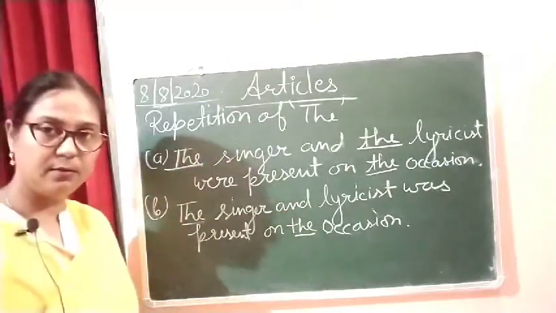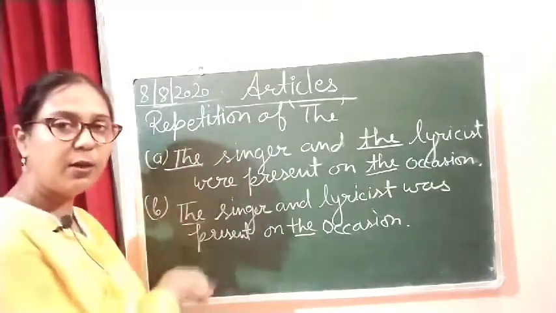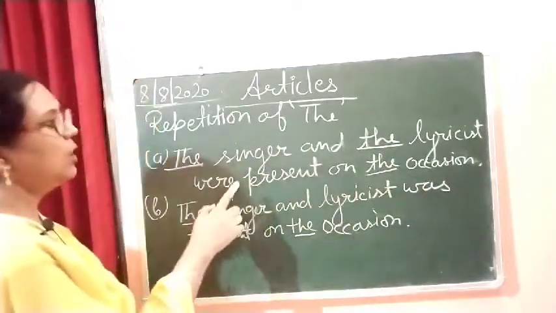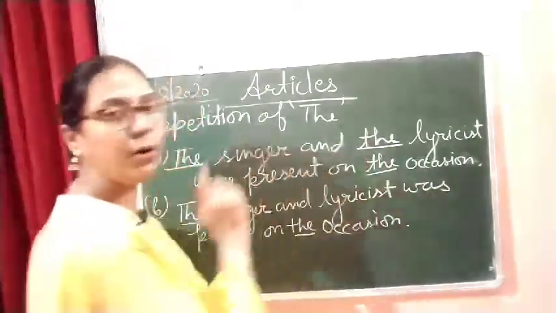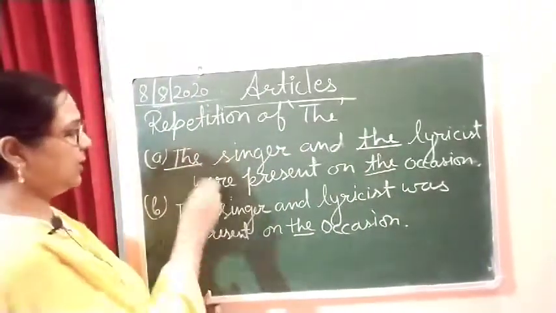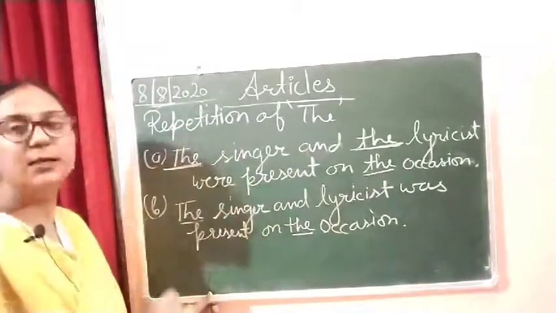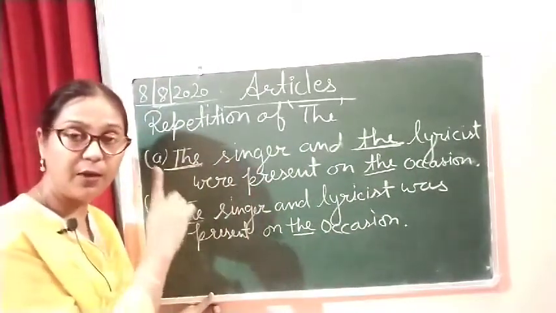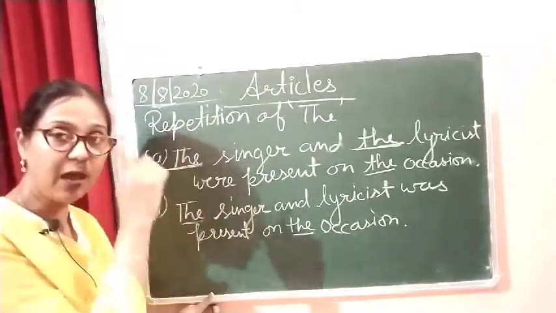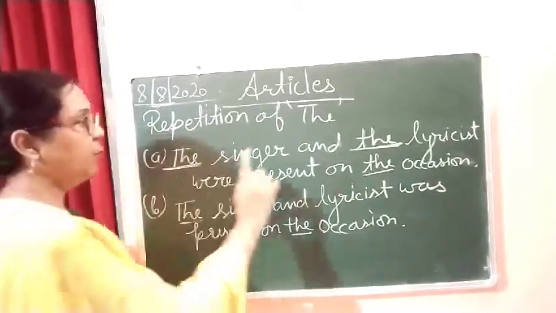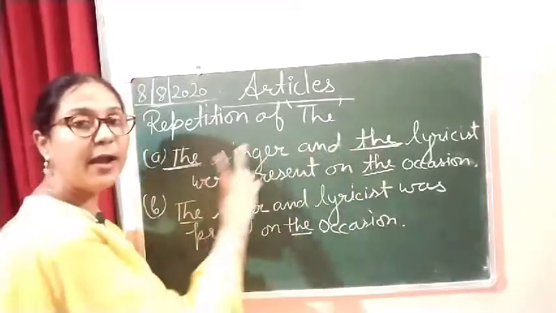Now, repetition of the. I have given two examples over here. First is, "The singer and the lyricist were present on the occasion." Here you can see "the" is used twice in this sentence. First of all, we have to pay attention in this sentence to why I have put "the" twice.